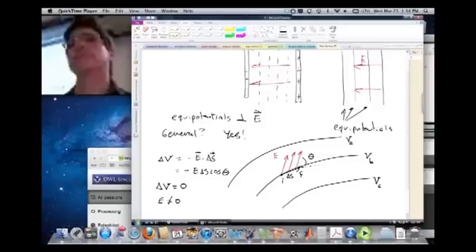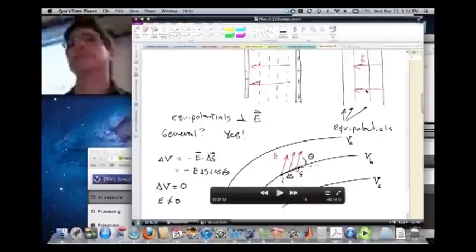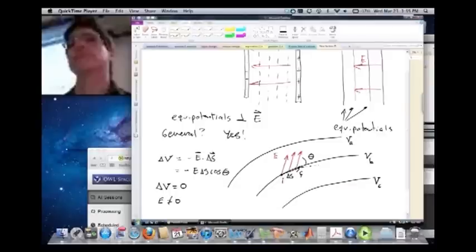The question is, are the equipotentials in general perpendicular to the electric field? Is this a general result that applies to any situation where there is charge and electric fields and potential? The answer is actually yes, it is a general result. It's not only applicable to the capacitor but to any situation. So how do you prove that?